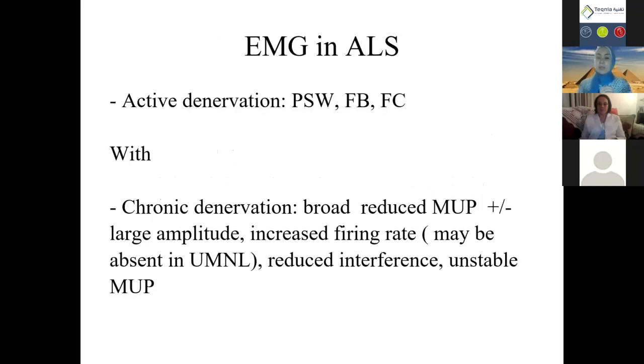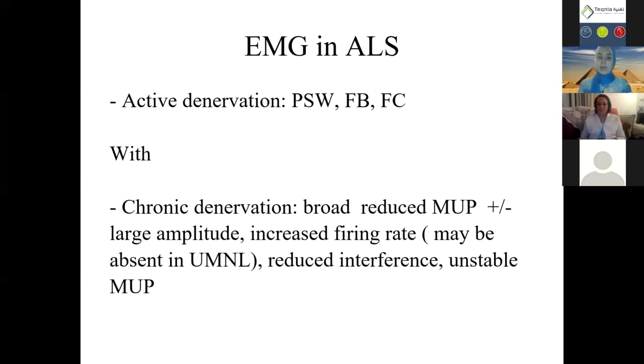How do I say that a region is positive? By finding the active denervation of positive sharp waves, fibrillation potentials, or fasciculations. If I find any of these, not all three, just any of these, then I can say that we have active denervation here. Please note that chronic complex repetitive discharges do not constitute active denervation.